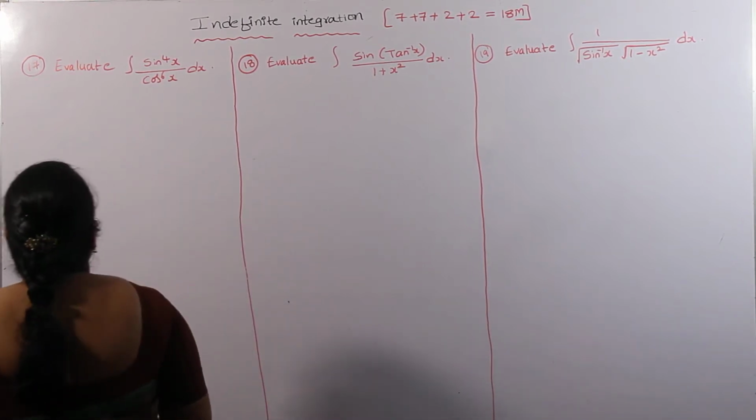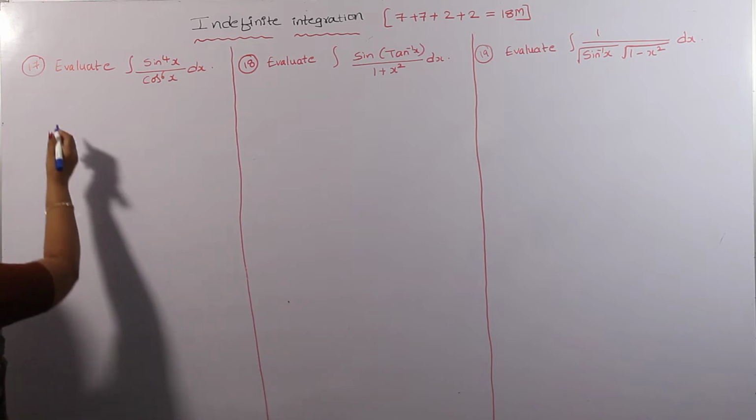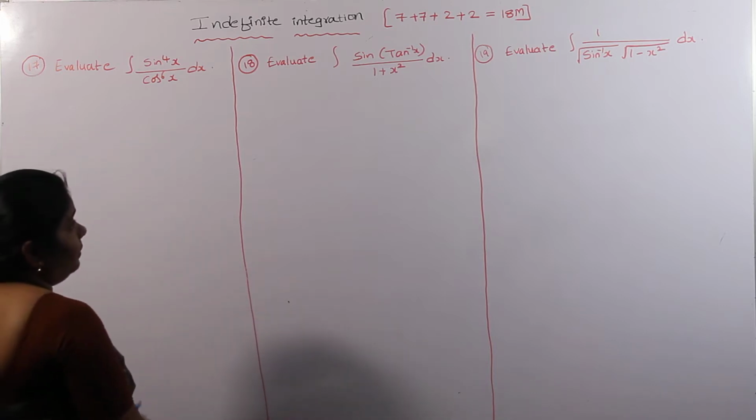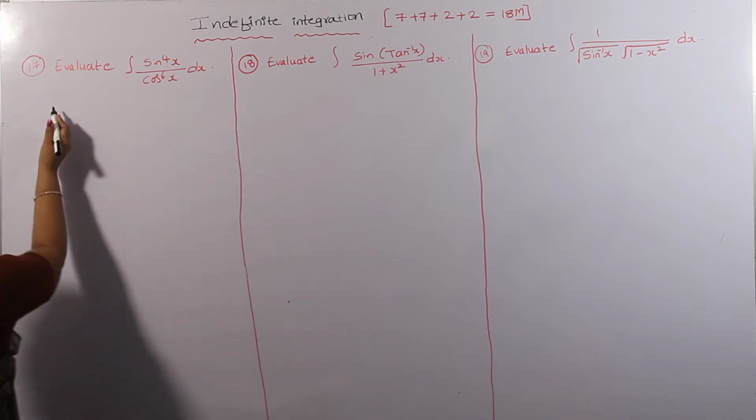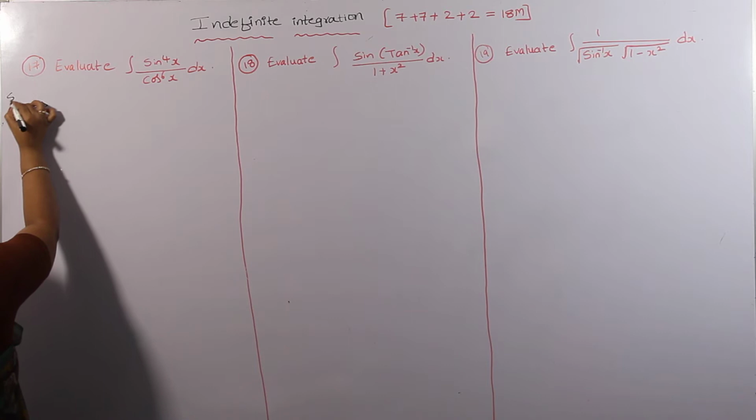Next problem. Evaluate the integral of sin^4 x by cos^6 x dx. Actually, this is the substitution model. First, this is converted into the substitution model. How do we convert this problem into the substitution model?